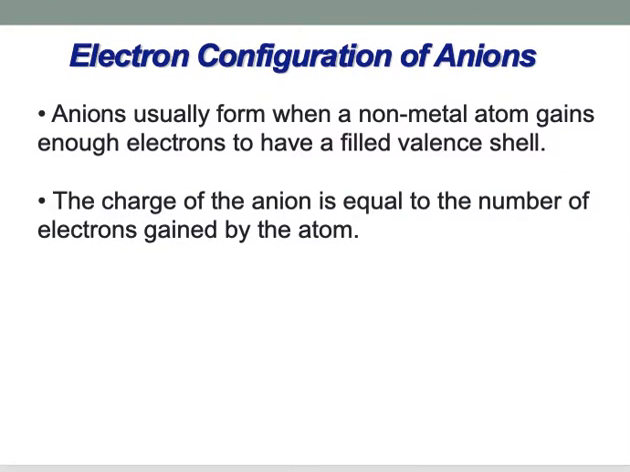Anions usually form when the nonmetal gains enough electrons to have a filled valence shell. No, they gain electrons. I don't know why I said give up. Anions usually gain some electrons until they have the filled shell, and that becomes a negative charge equal to the number of electrons gained.